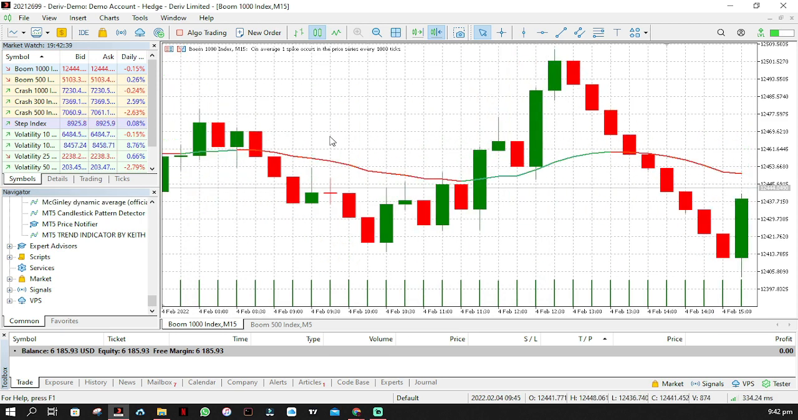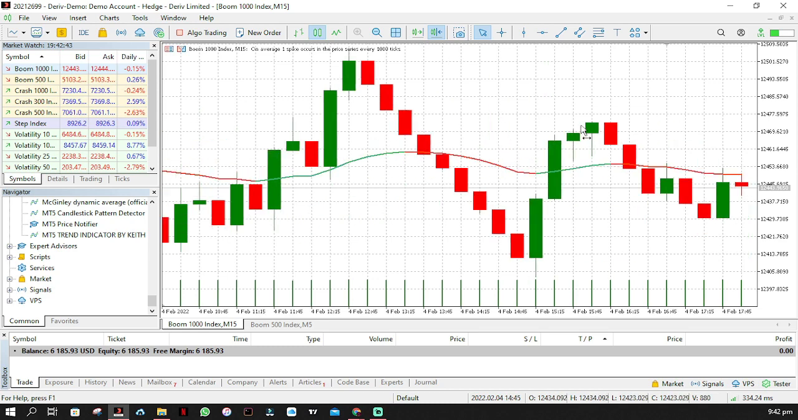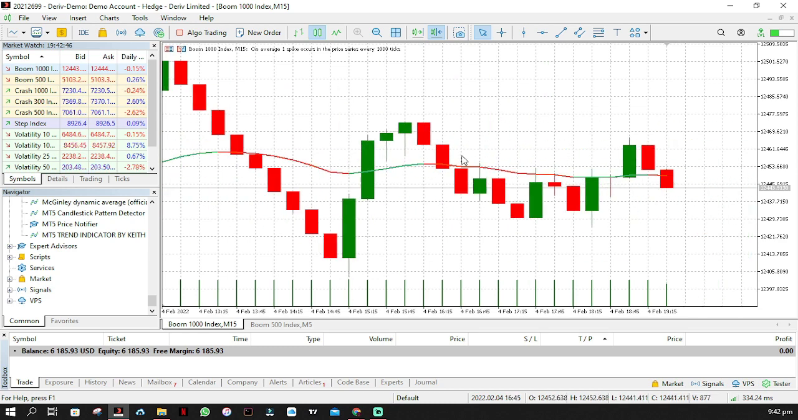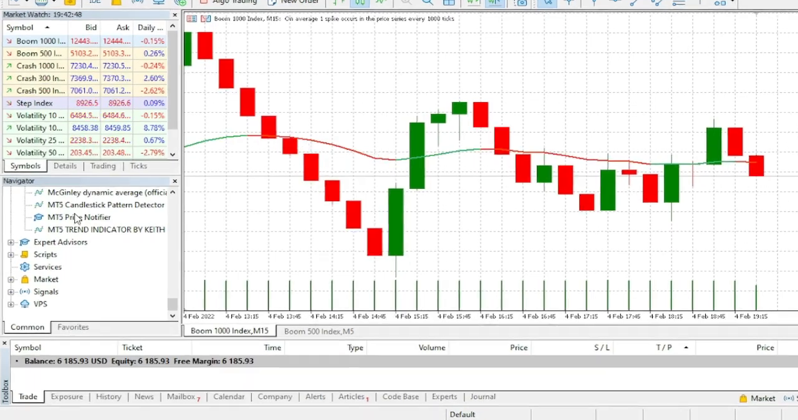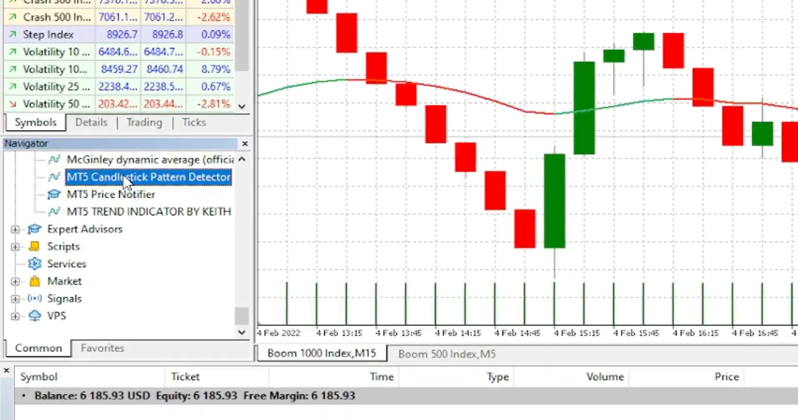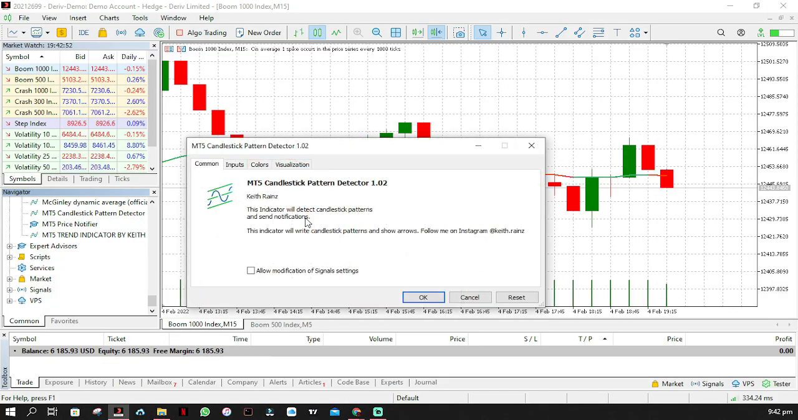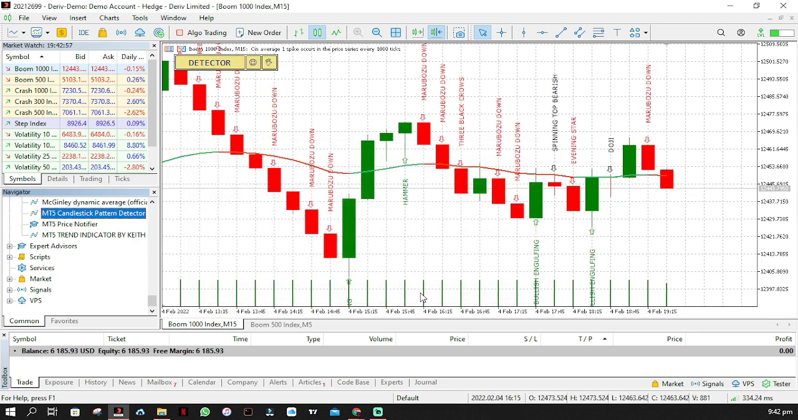I've got a new video on the McGinley indicator if you'd like to know what it is and how it works. The other indicator we need to put here is the MT5 candlestick pattern detector. Then that's it, this is the last indicator, so we've got a maximum of two indicators.